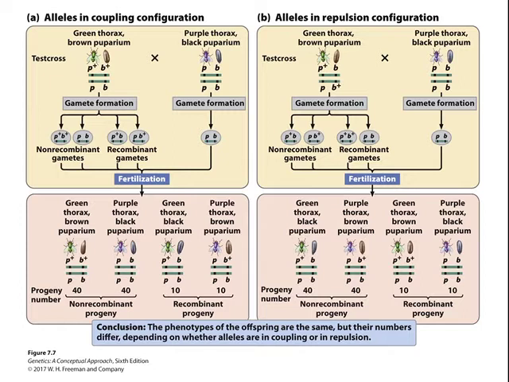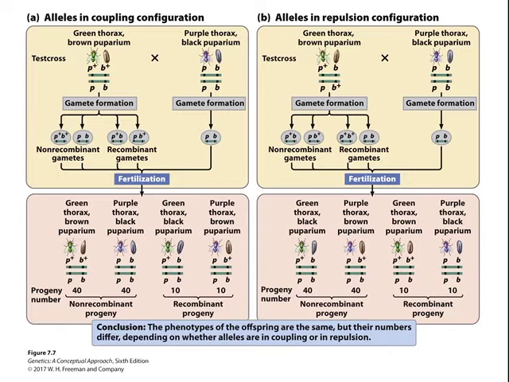In crosses for linked genes, the arrangement of alleles on homologous chromosomes is critical to determine the outcome of the cross. As an example, consider the inheritance of a couple of genes in the Australian blowfly. In this species, one locus determines the color of the thorax. A purple thorax, lowercase p, is recessive to a normal green thorax, lowercase p with a plus. A second locus determines the color of the puparium. A black puparium, lowercase b, is recessive to the normal brown puparium, lowercase b with a plus.